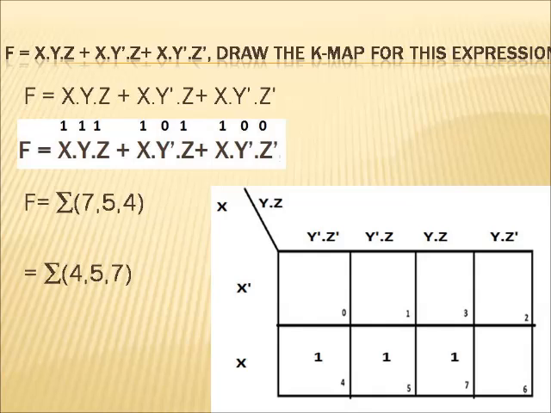When a variable is in the normal form, in the case of SOP, it is in the form of sum of product terms. We have three product terms here: x.y.z, x.y'.z, then x.y'.z'. In the case of sum of products, or min terms, x means the value of the variable is 1, and x bar means the value is 0.